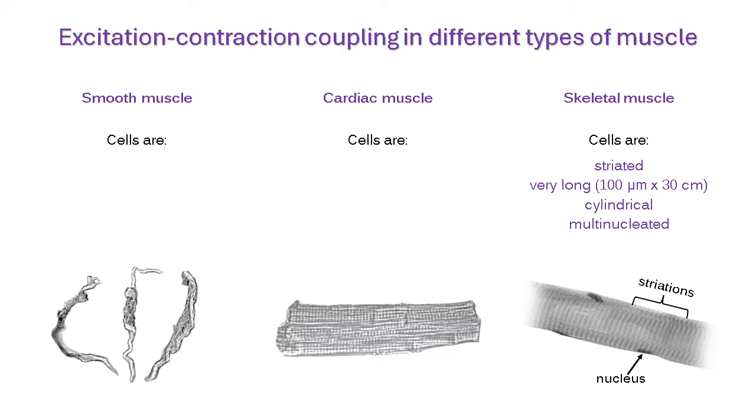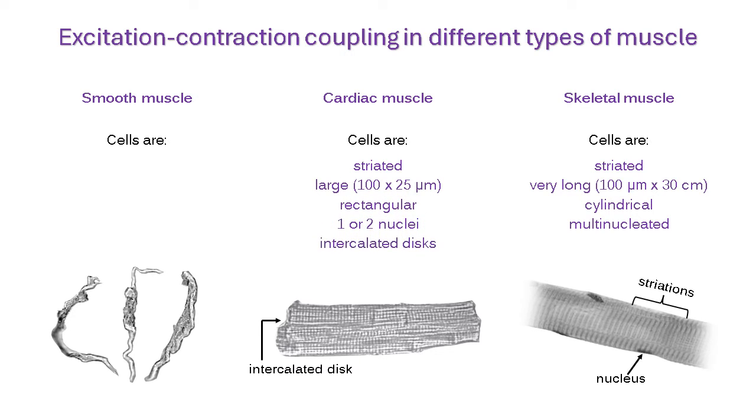Cardiac muscle cells also appear striated due to the pattern of contractile proteins. They are not as large as skeletal muscle cells, but compared to other mammalian cells, they are quite large, at around 100 microns long and 25 microns wide, and they look distinctly rectangular. They can contain either one or two nuclei, and the ends of the cell contain a structure known as an intercalated disc, which holds neighbouring cells together as the muscle contracts.